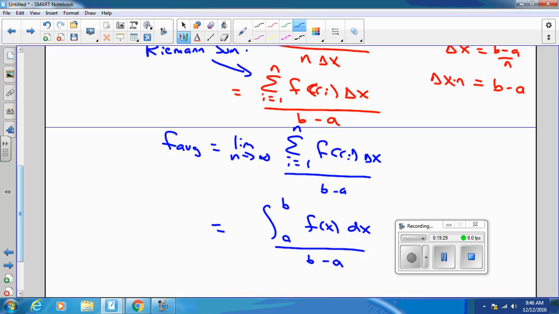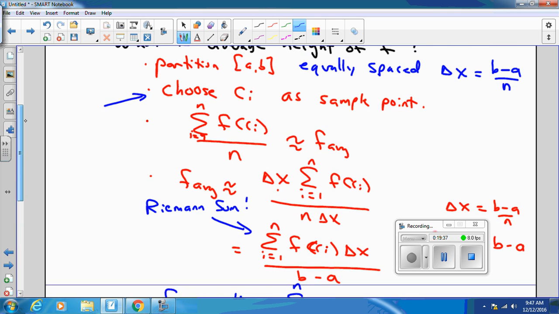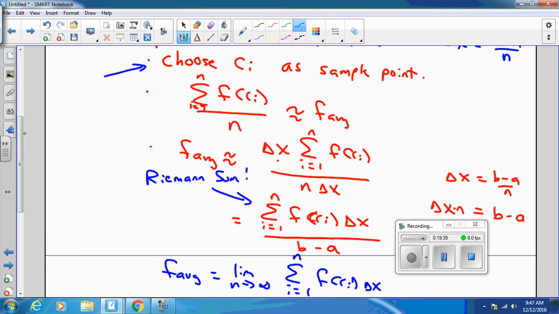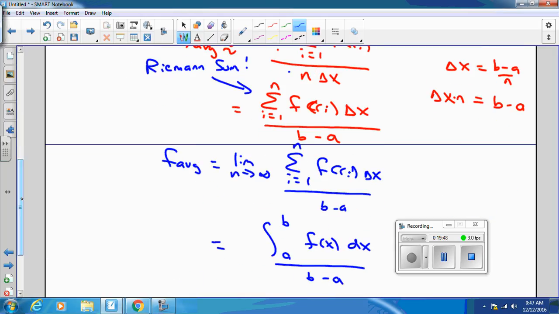Yes, ma'am. Did the limit come from somewhere? Right, I put it there specifically by taking the limit. Notice I was very careful about the notation here. I said that the average value of f is approximately equal to my Riemann sum over n delta x. And by taking the limit, I then make this precise.